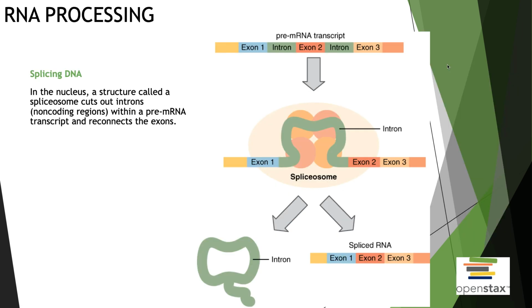There's a few different ways that RNA is processed. One is splicing of DNA. So in the nucleus, a structure called a spliceosome cuts the introns out. We're not going to focus too much on this. Just know that this is how some of the information is removed and processed out of RNA.